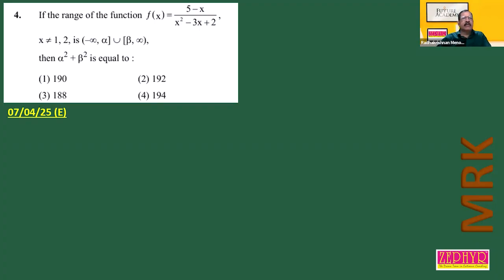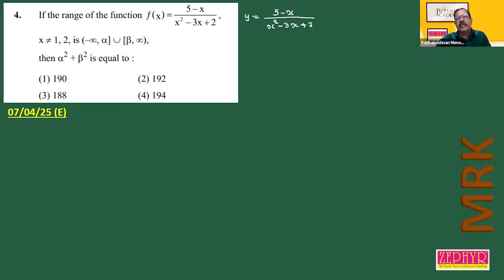Domain is already given. What is the domain of this function? Set of real numbers minus the set {1, 2}. Okay, so the method is you put y equal to f of x. In the place of f of x, you put y. Y equals (5 minus x) divided by (x squared minus 3x plus 2).